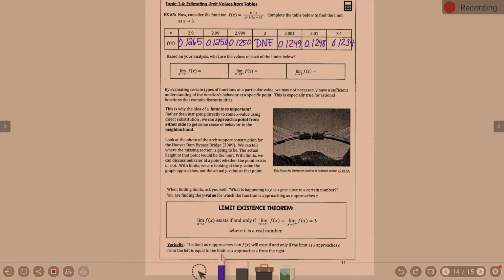Where are we approaching 3 from the left? What am I looking at? Where's the left of 3? Numbers smaller than 3, yes? So as we approach from the left, what value are we getting closer and closer to? And what value is that? As we approach 3, we're getting closer to the y value of 0.125.